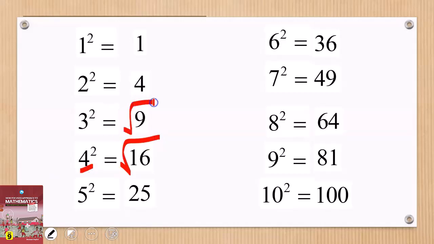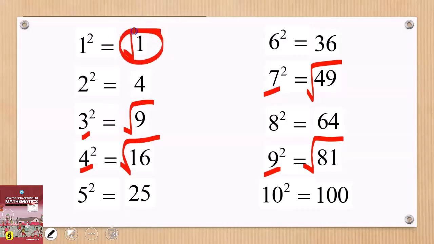What is root of 9? You know it's 3. What is root of 81? It's 9. What is square root of 49? It is 7, and so on and so forth. Now, 1 is a perfect square, but we don't use 1 in doing the calculations you are going to do right now. But 1 is a perfect square, because root of 1 is 1.